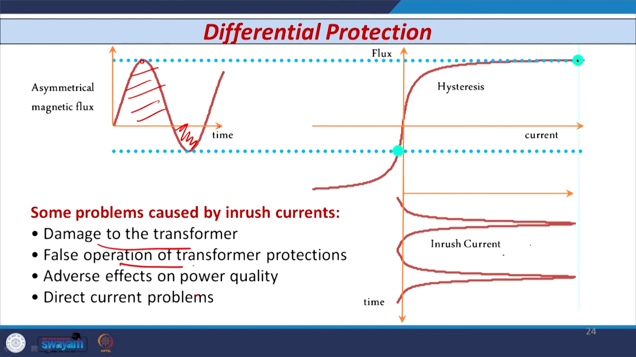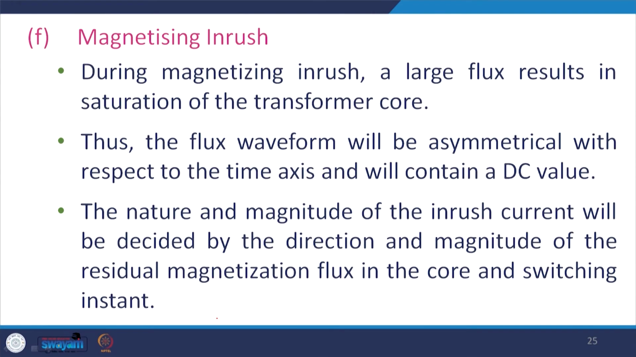Because of this, there are fair chances of maloperation of the differential relay, because the differential relay treats this phenomenon as a fault. It also has an adverse effect on the power quality, and it also produces a DC component. This is because the flux produced is asymmetrical in nature. So, this asymmetrical flux contains a decaying DC component.